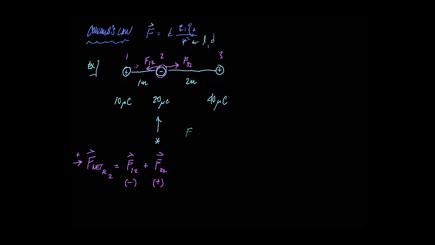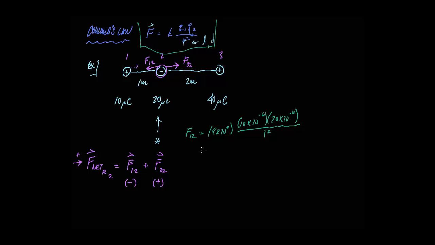Well, the force of 1 on 2 is using Coulomb's law up here. So it'll be 9 times 10 to the 9th. On top, we're going to have the two charges. 10 times 10 to the minus 6 coulombs, that's micro, times 20 times 10 to the minus 6, that's 20 microcoulombs. The distance between is 1 meter squared. I made that so it'd be easy math.